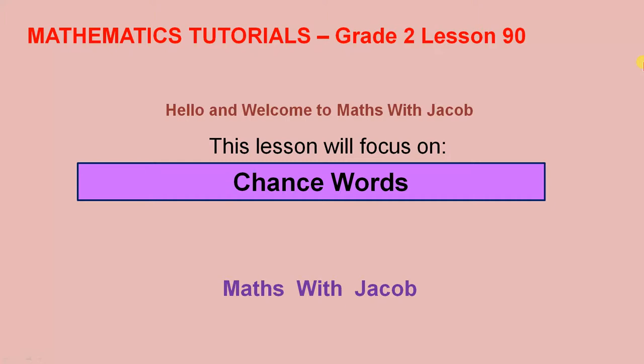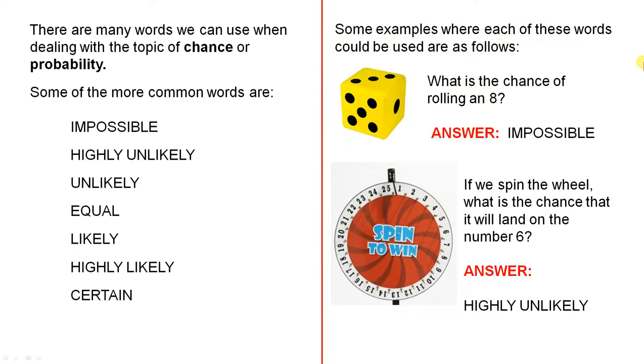This lesson will focus on chance words. There are many words we can use when dealing with the topic of chance or probability. Some of the more common words are... So these are just 7 separate descriptions. There are many others, but we'll just use these ones here. And they are impossible, highly unlikely, unlikely, equal, likely, highly likely, and certain.